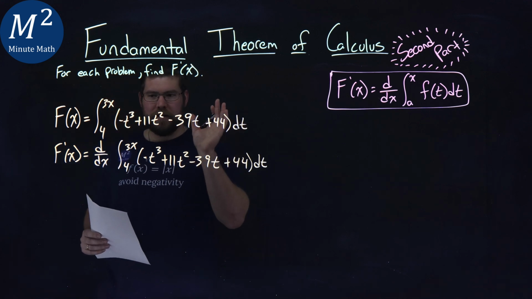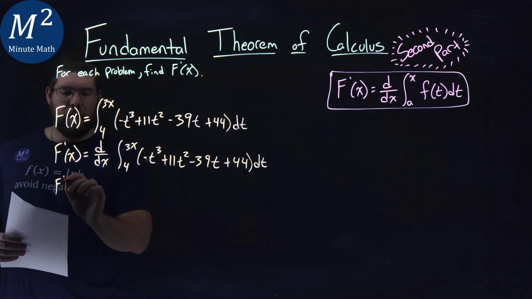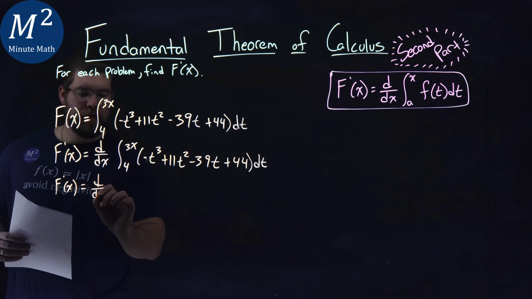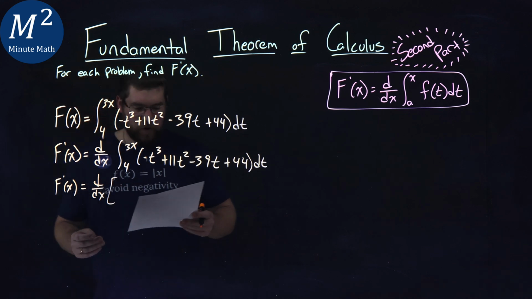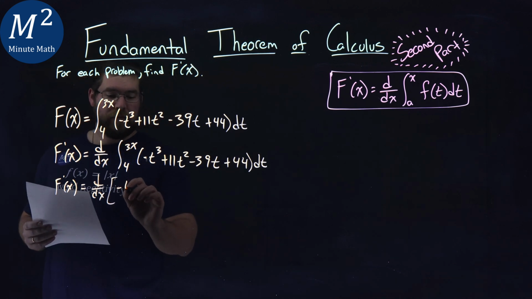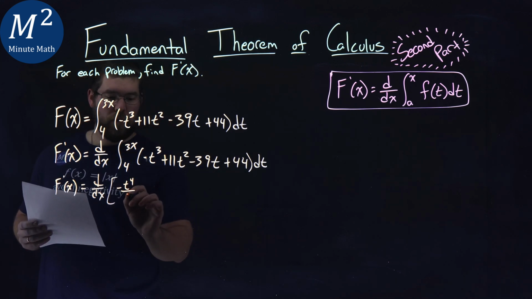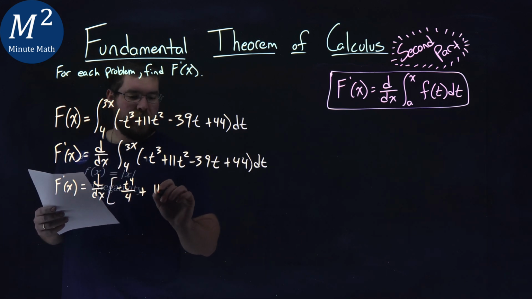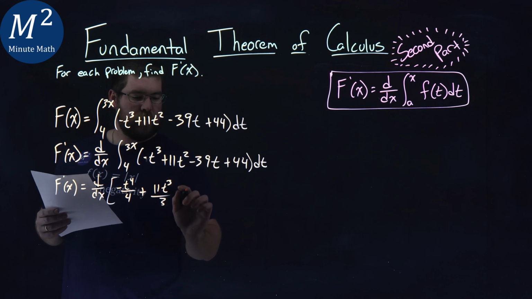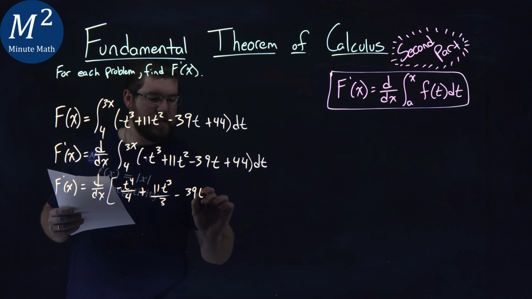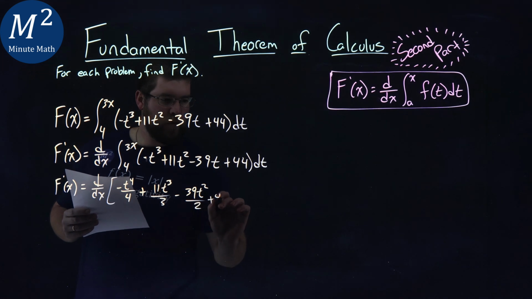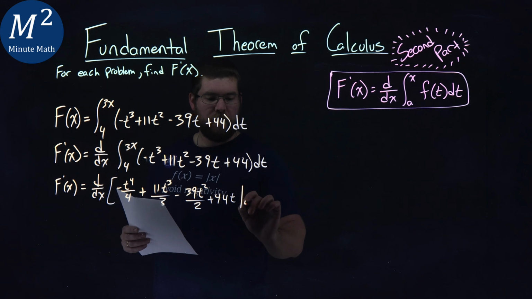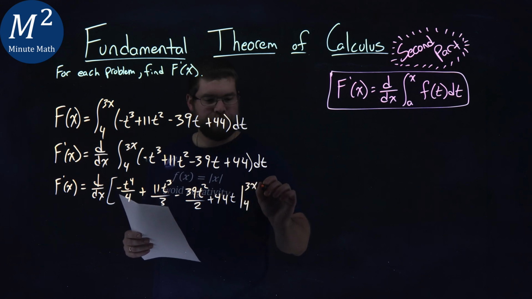Alright, so first let's go find the integral of our function with respect to t. The integral of negative t to the third power is negative t to the fourth over 4. Plus 11t to the third over 3 for the second part, minus 39t squared over 2, plus 44t. Pretty big one. And we're integrating this from 4 to 3x.